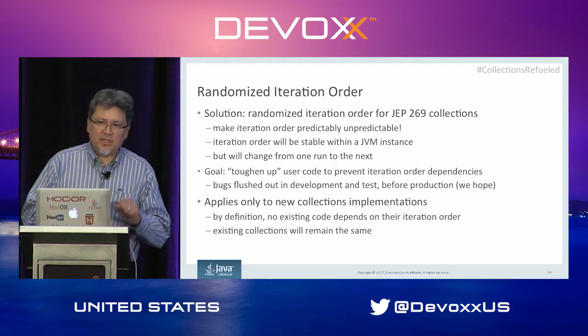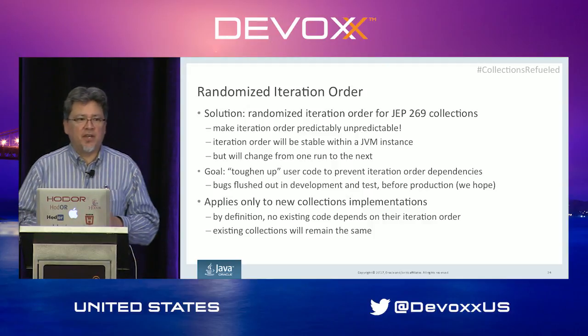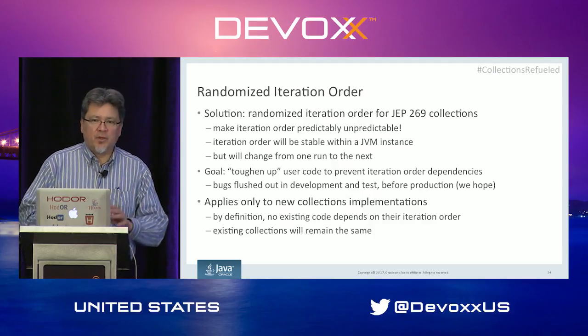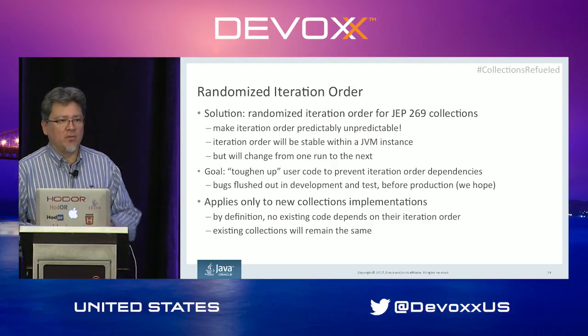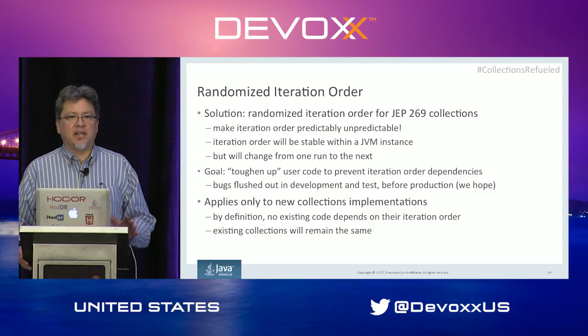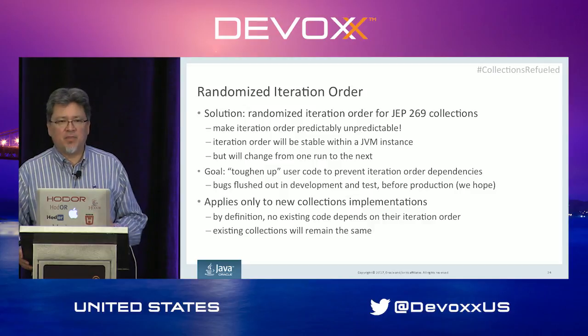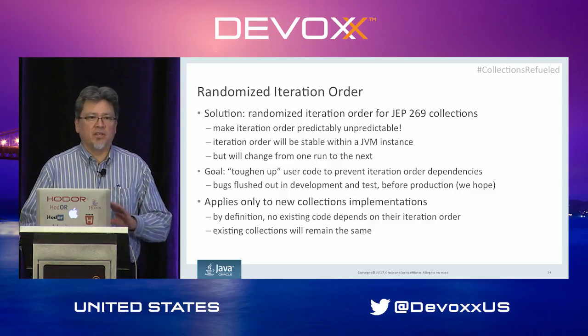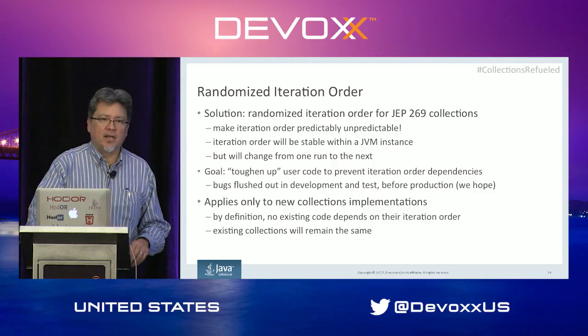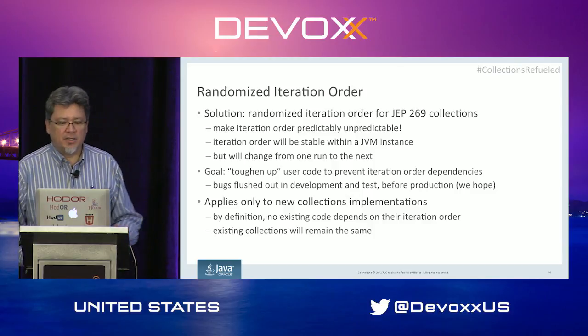So again, this applies only to the new collections returned by the new collections factory methods. The existing collections, those are going to stay the same. I think adding randomized iteration order to the existing collections is certainly not something we're going to do by default. Maybe there would be an opt-in thing for debugging purposes, but nothing more than that.